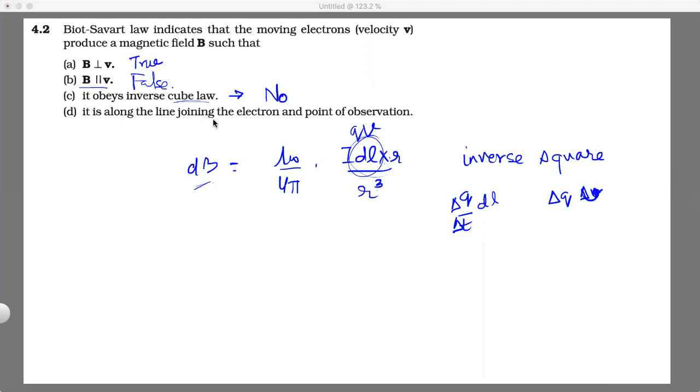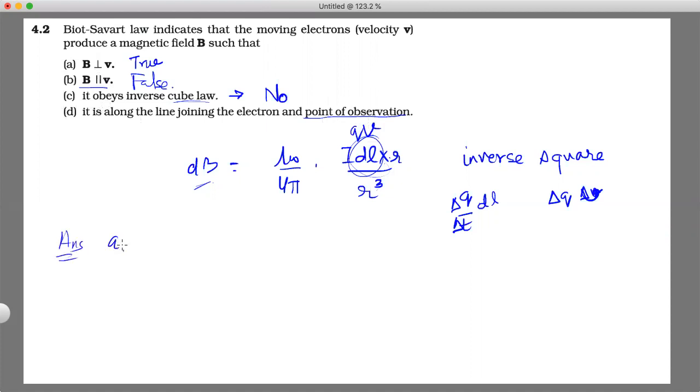It is along the line joining the electron and the point of observation. No, that is not true. It has nothing to do with the point of observation anyways. So this is not true. Where the field is being measured, even then it is perpendicular to that, not in the same direction. So the answer is A. A is the answer.